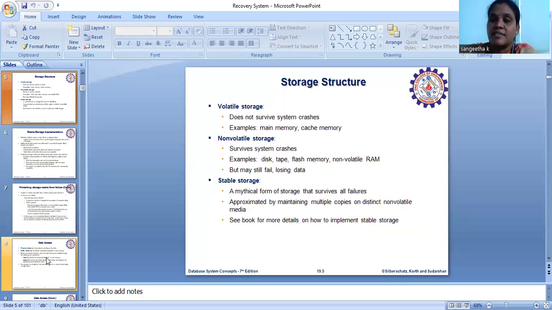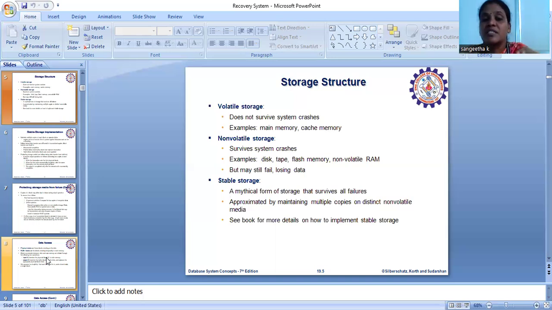The storage structure may be categorized as volatile storage, non-volatile storage, and stable storage. Volatile storage does not survive system crashes; for example, main memory and cache memory. When the power is switched off, the content stored in volatile memory is destroyed. Non-volatile storage survives crashes, but may still fail, so it may lose data. Examples are disk, tape, flash memory, and non-volatile RAM.